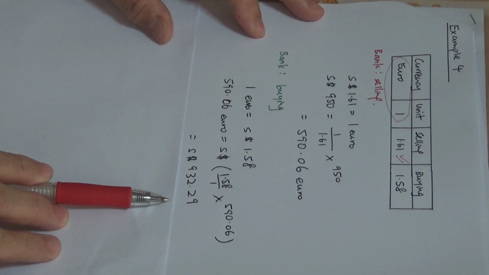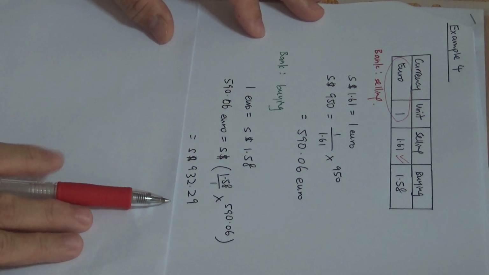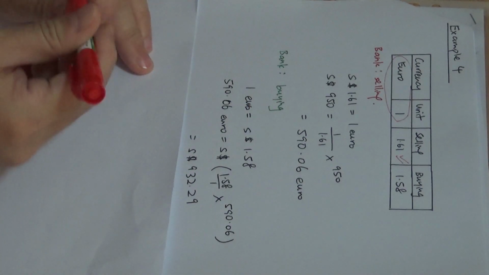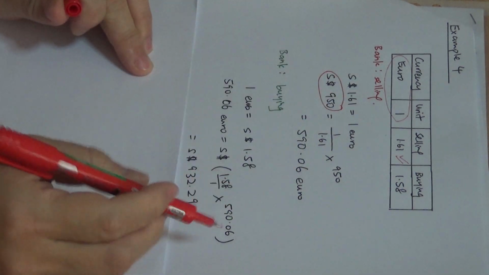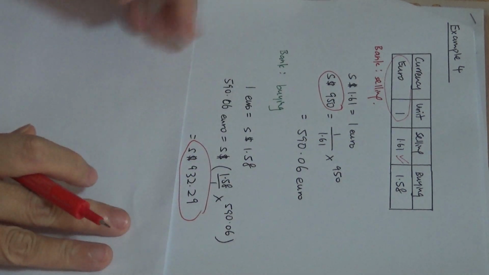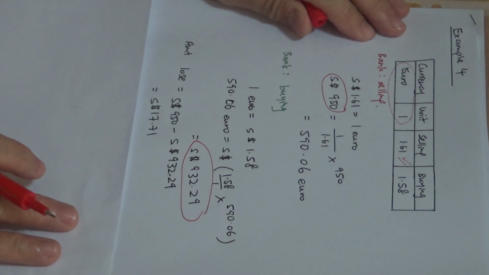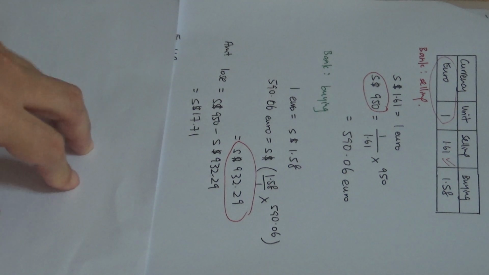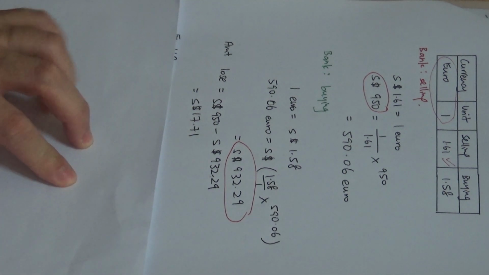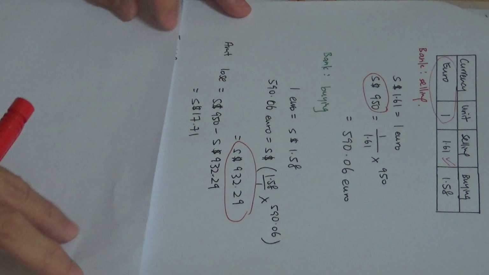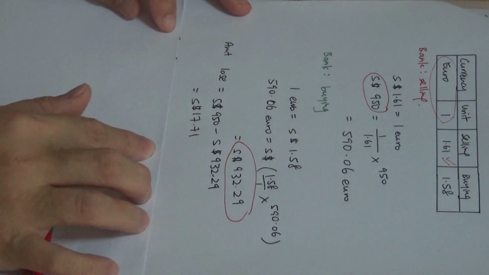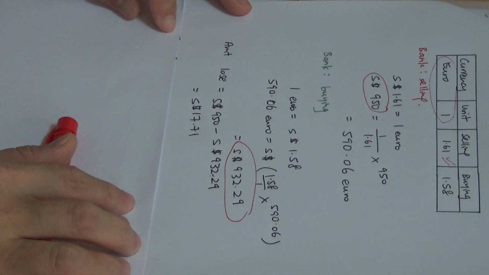But don't forget, this is not the answer. The question asks us how much did he lose. At first, he started off with 950 Singapore dollars. Now he has this, so I must minus off. I will take 950 minus 932.29. You will get 17.71. So the amount that Mr. Quek lost is $17.71. So these are the 4 examples that are given in the textbook.